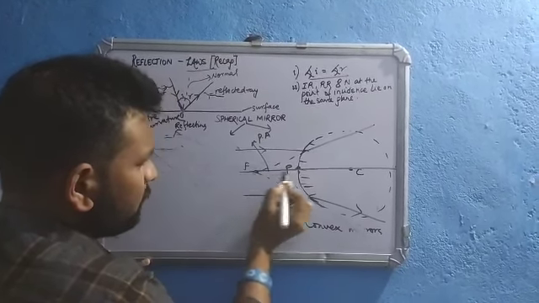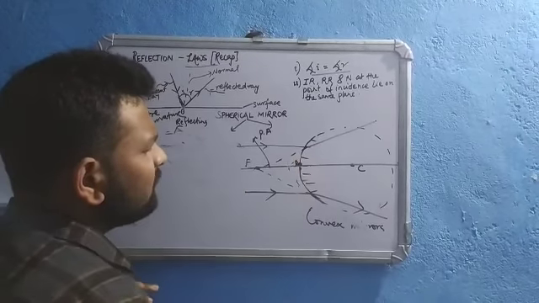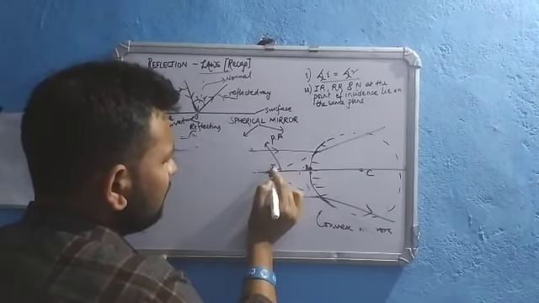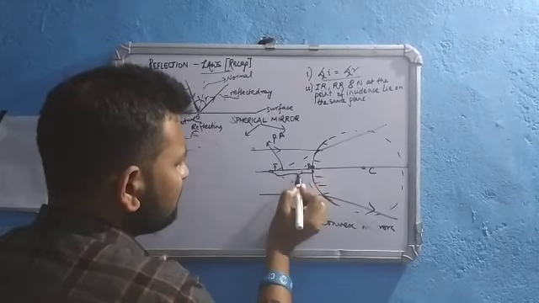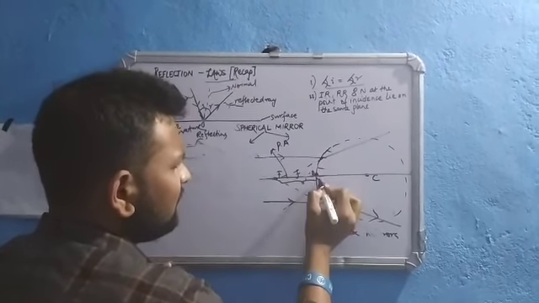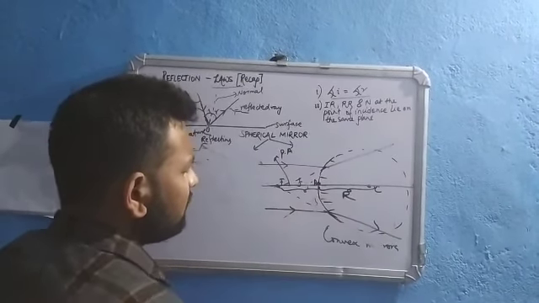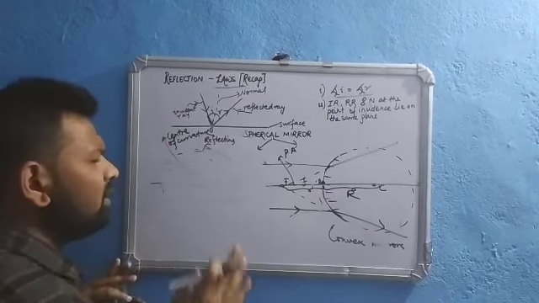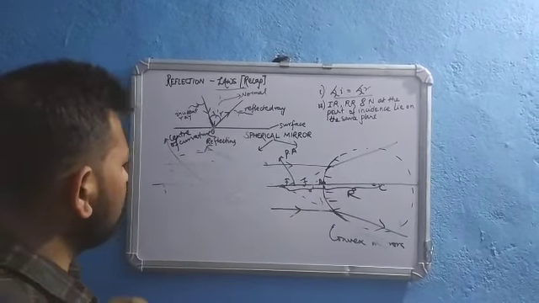And they meet at this point, isn't it? They meet at around this point. Now basically this distance is called your focal length, and this distance is called your radius of curvature, and you saw it for a concave mirror also.